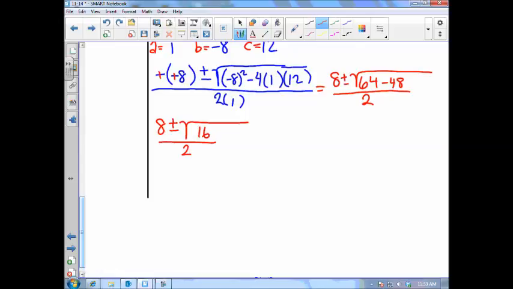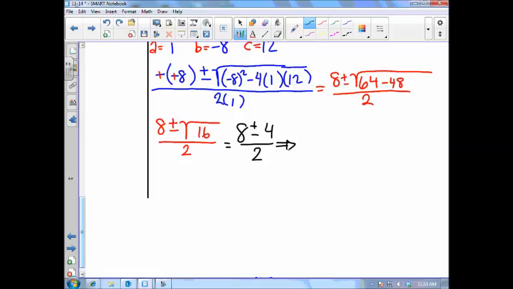Are we done? Is everything simplified? 16 is not simplified, right? What's the square root of 16? It's positive 4 and? There you go, plus and minus 4. So we should get 2 answers because of the plus and minus.